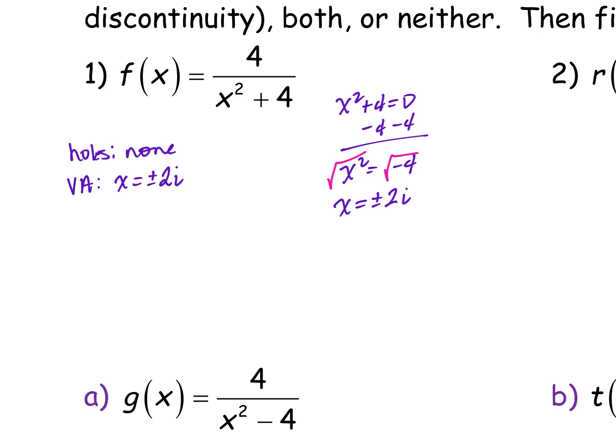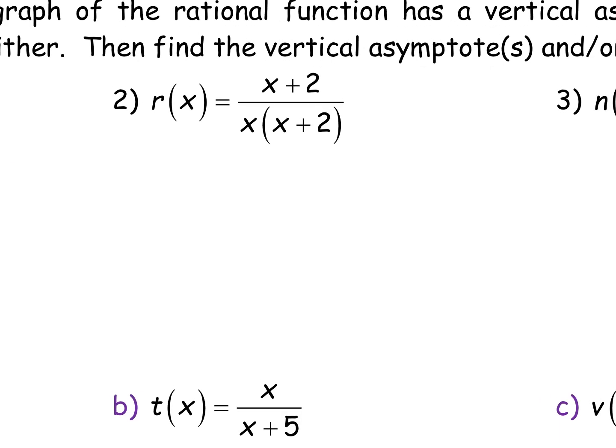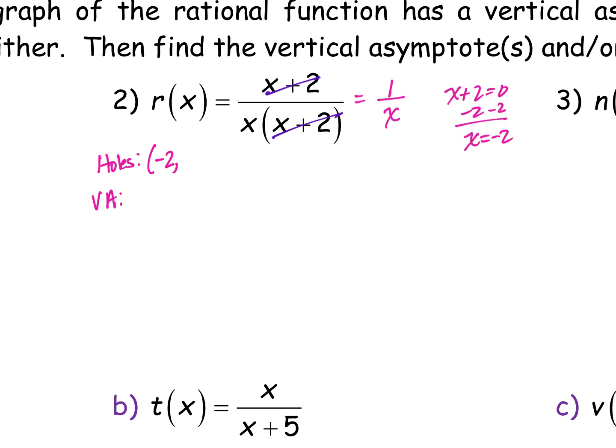Okay, let's go ahead and go to the next one. And we're going to do the same thing. So I'm going to write my 2 words here, holes and vertical asymptotes. Okay, so I can simplify my equation, and my new equation becomes 1 over x. So I know I'm going to have a hole at negative 2, right? So why is it negative 2? Because if I have x plus 2, and I set that equal to 0, I'm going to subtract 2, and x becomes negative 2. And then I plug that back into my simplified equation.